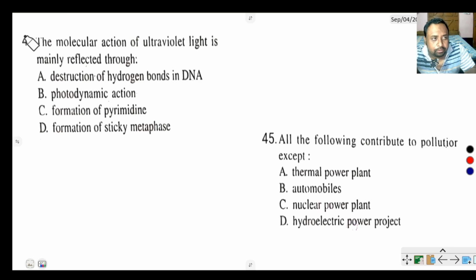Next question, question number 44. The molecular action of ultraviolet light. Ultraviolet light is a mutagen that causes mutation or destruction of hydrogen bonds in DNA. Question number 45 says, all the following contribute to pollution except: thermal power plants produce different types of pollutant gas, automobiles also produce, nuclear power plants too, but a hydroelectric power project uses water current. Electricity produced from water is not harmful to nature.